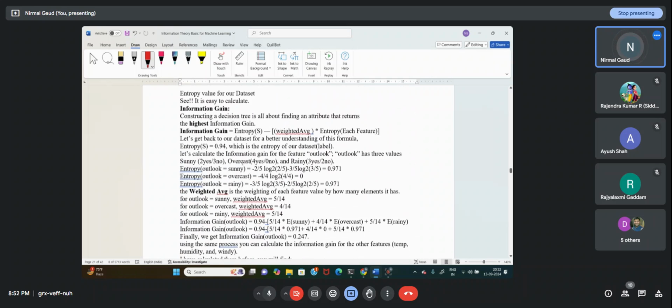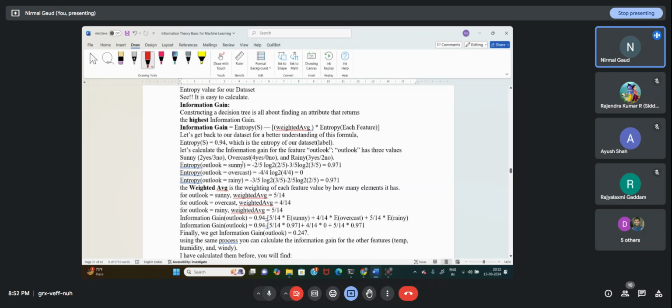And the information gain can be calculated on the basis of entropy by this formula: entropy of a node minus the weighted average into the entropy of each feature. That is the formula for information gain.